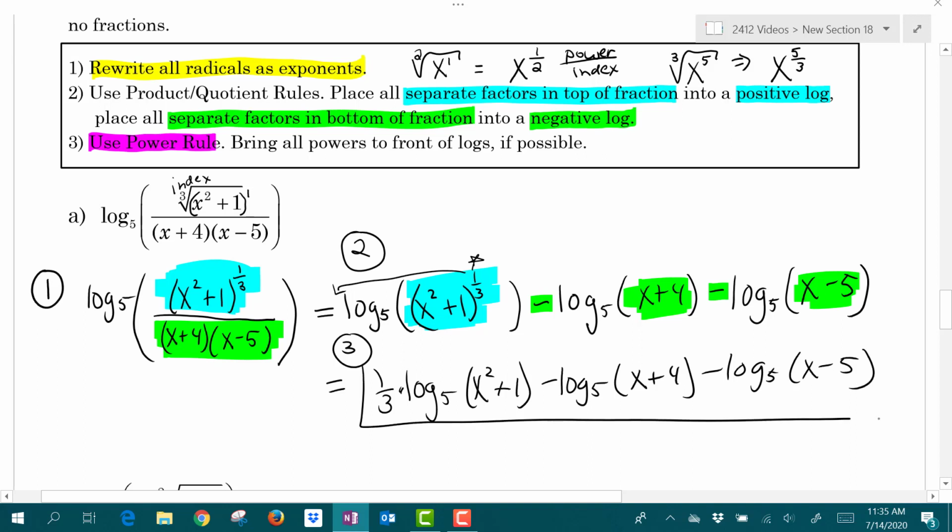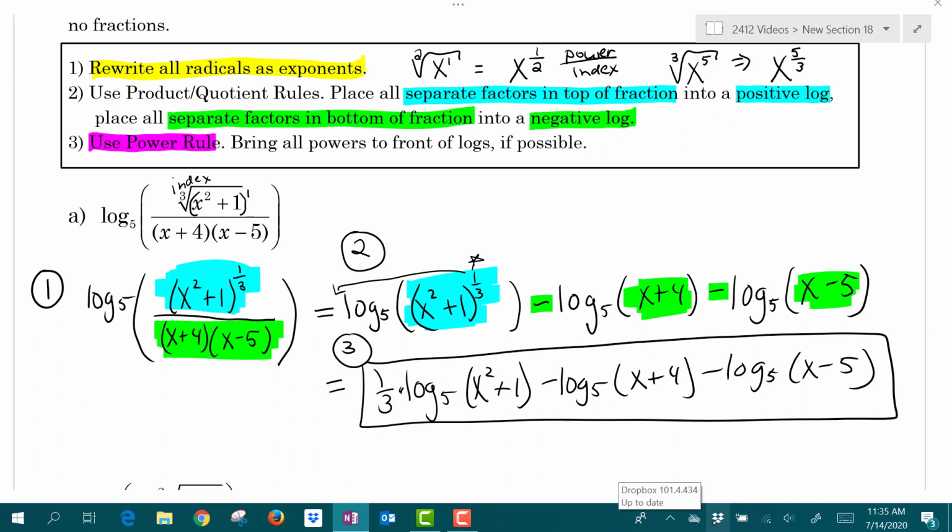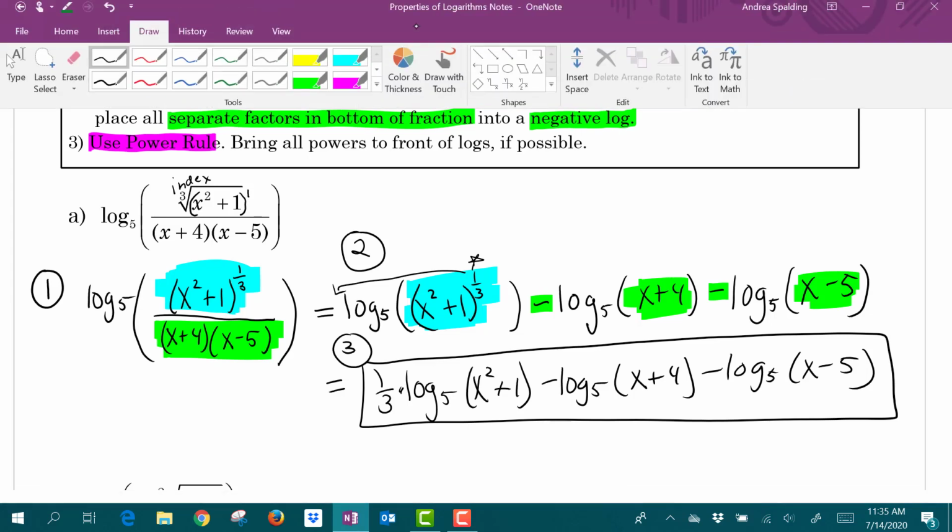Alright, so now we've used all three of those steps to rewrite the input so that there's no more products, so no things multiplied together. There's no quotients, in other words, no fractions. And there's not an input where everything inside is raised to the same power. So we've used our power rule, product rule, and quotient rule as much as we possibly can to expand. Okay, and so that's our final answer.